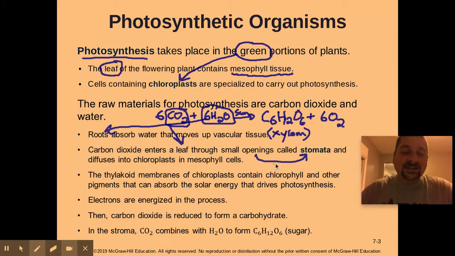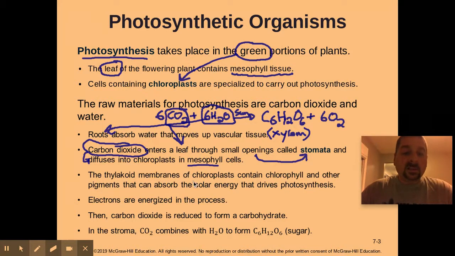These stomata are openings in the epidermis of the leaf that allow CO2, or carbon dioxide, to diffuse into the leaf and provide the mesophyll cells with the raw material, or the carbon source, to make the sugar.